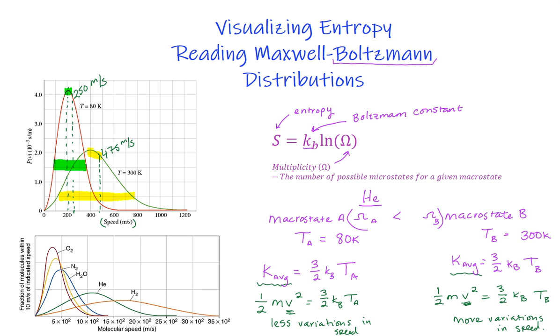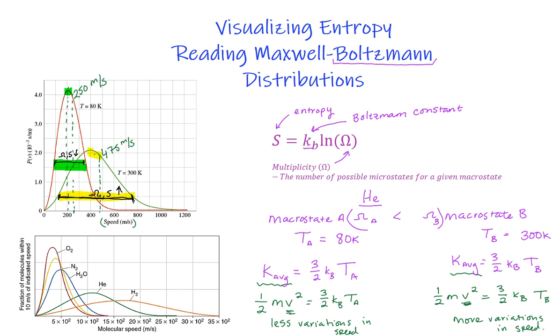So basically what you can do is say that the wider the spread of one of these bell curves, the greater the multiplicity, and therefore the greater the entropy. So what we're going to say here is that if a curve gets wider, that implies that the multiplicity and therefore the entropy are going to be at a higher value than for a less wide curve. Multiplicity and the entropy would be at a lower value.